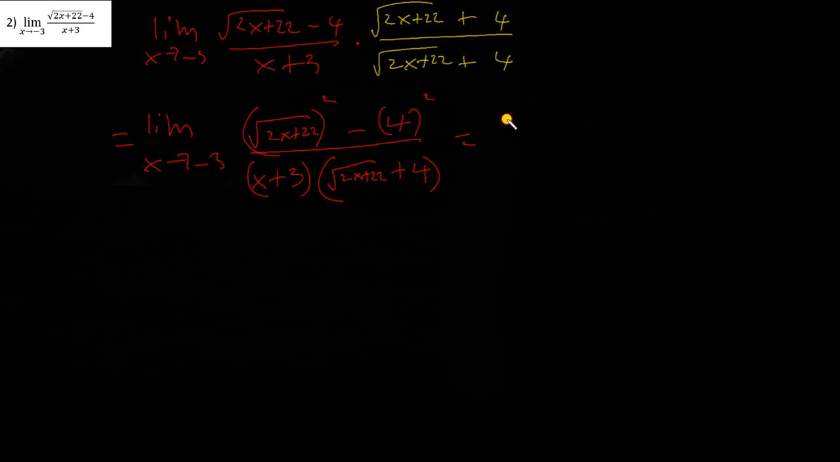So the square root is going to cancel with the squared, and we're just going to get 2x plus 22 minus 4. And I'm still not expanding the denominator, because I still don't see a need to expand it yet.